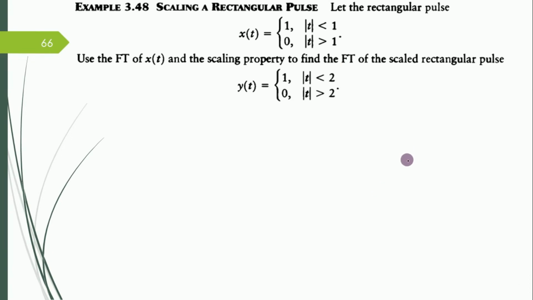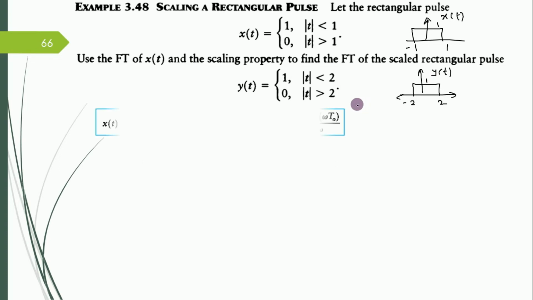So next, again, we have the rectangular pulse. Scaling of the rectangular pulse you need to make. We have been given two rectangular pulses. Let me draw this rectangular pulse here. Minus 1 to 1, your amplitude is 1. So this is x of t and this is y of t. This is minus 2 to 2.